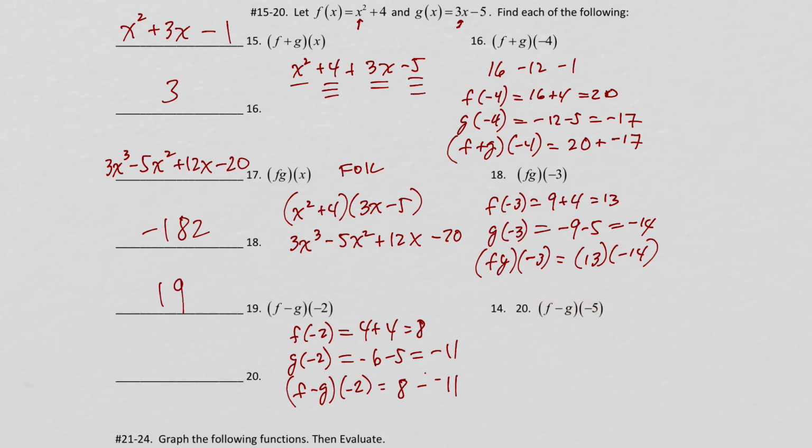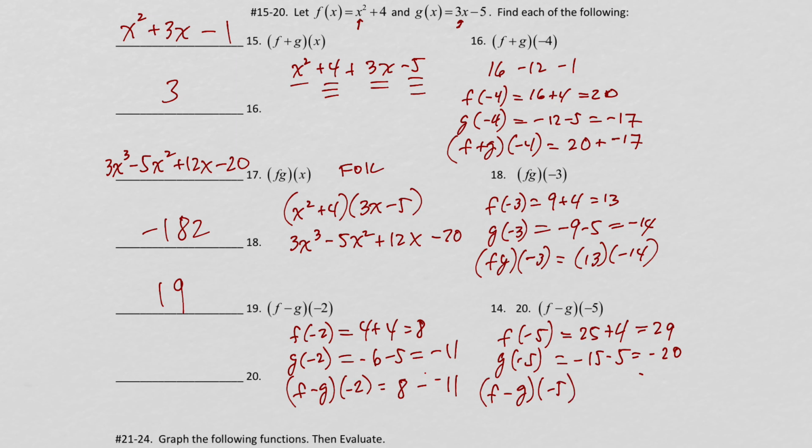F minus g at negative 5, well, f of negative 5 is equal to negative 5 squared is a positive 25 plus 4 is 29. G of negative 5 is plugging in a negative 5 here. That's a negative 15 minus 5, which is negative 20. So F minus G of negative 5 is 29 minus a negative 20, which is a positive. This is adding, right? So we have plus. So that's a 49.